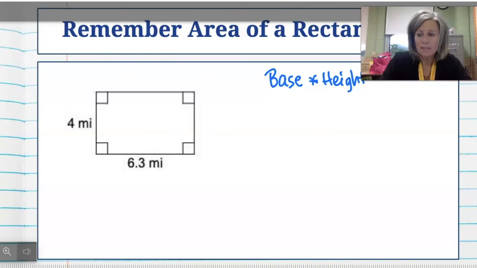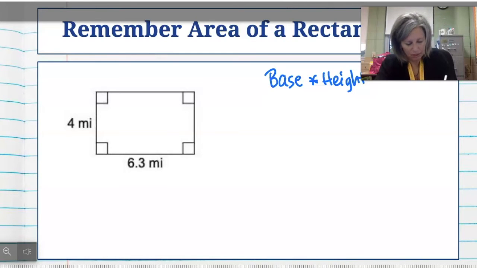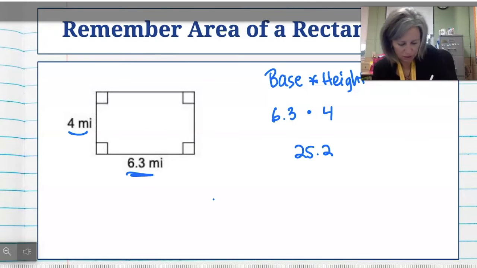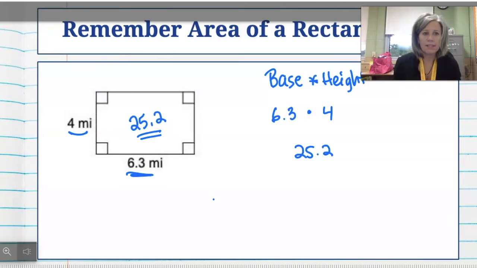So in this problem right here, my base is 6.3. I'm going to use a dot now. And my height is 4. And I would find a calculator because it's got a decimal in it. And I would take 6.3 times 4 and I would get 25.2, which is the amount of space on the inside of a rectangle.